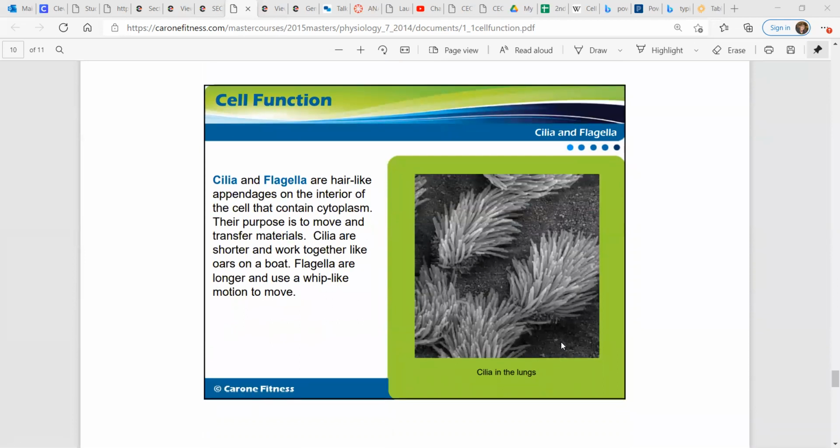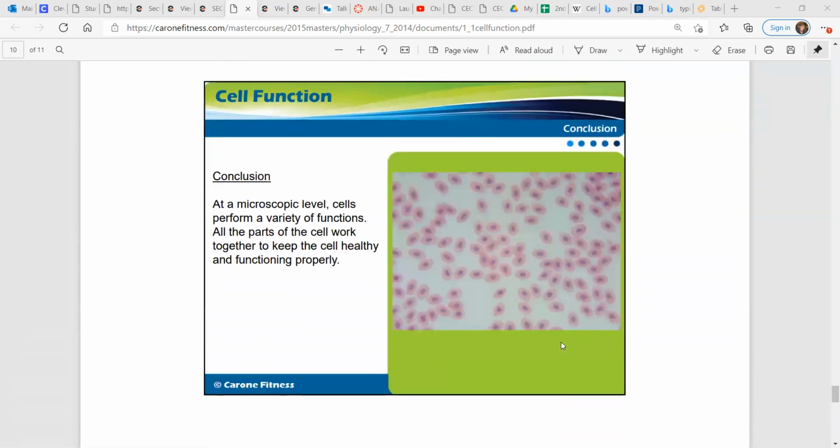Cilia and flagella are hair-like appendages on the exterior of the cell. Their purpose is to move and transfer materials. Cilia are shorter and work together like oars on a boat, while flagella are longer and use a whip-like motion to move. Conclusion. At a microscopic level, cells perform a variety of functions. All the parts of the cell work together to keep the cell healthy and functioning properly.